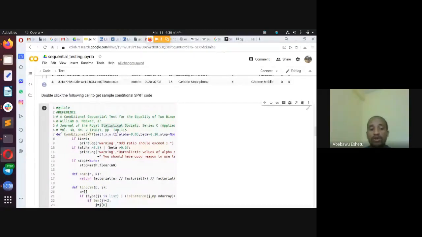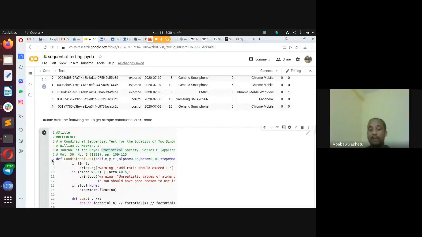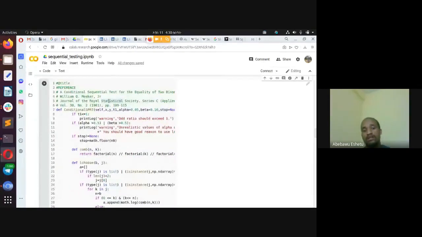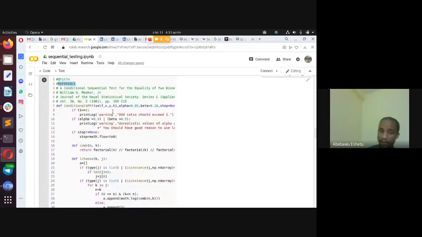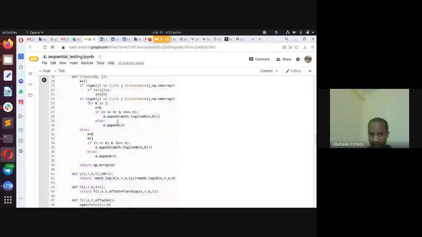So under this cell, I just included all the detailed implementation behind the conditional sequential probability ratio test. All the variable names are similar to the variables included in the initial maker's paper, so I just keep the reference here. Read this paper first, download it, and when you understand the mathematical concept behind this sequential test, in the paper you will get all the variables here, all are implemented.